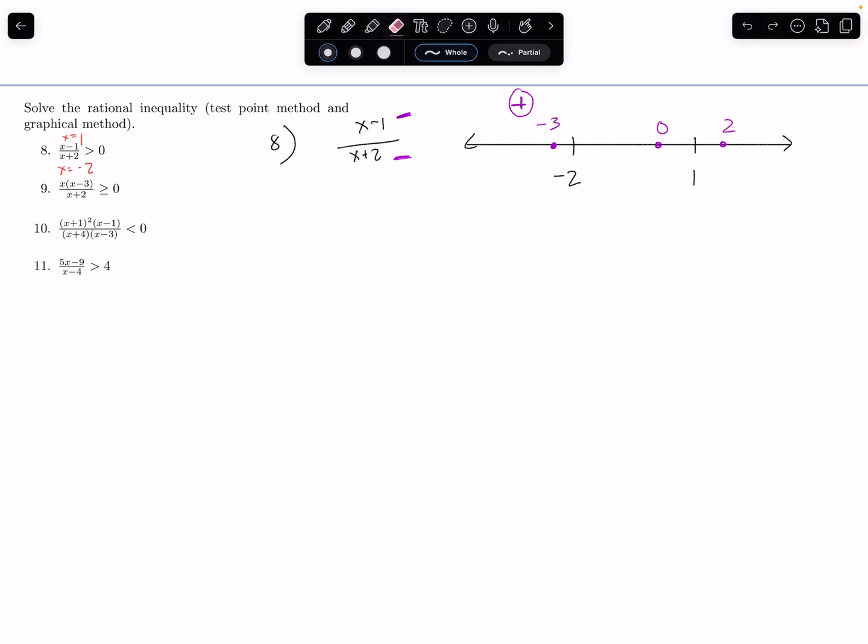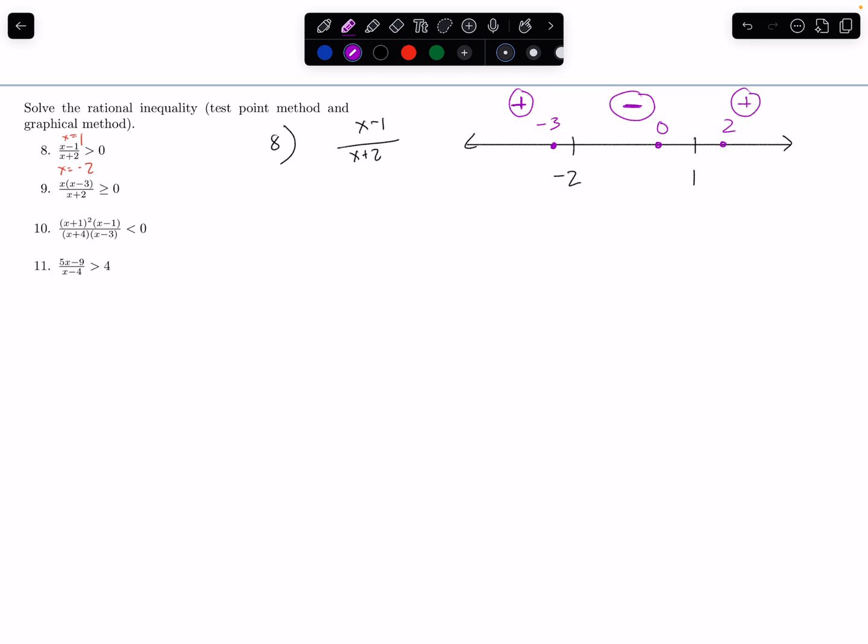Okay, what about the next one? What about at 0? 0 is the next test point. 0 minus 1 is going to be negative. 0 plus 2 is going to be positive. So overall, negative divided by positive is negative in that region. Okay, and then the next test point is 2. 2 minus 1 is going to be positive. 2 plus 2 is positive. So overall, this is going to be positive in that region.